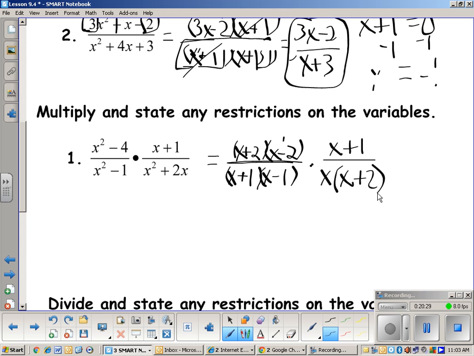Now, let's look at our bottom, you guys. Before we cancel anything out, we need to make the restrictions on the denominator. And truthfully, something I forgot to do many times in my math career. All right, so what can x not equal?